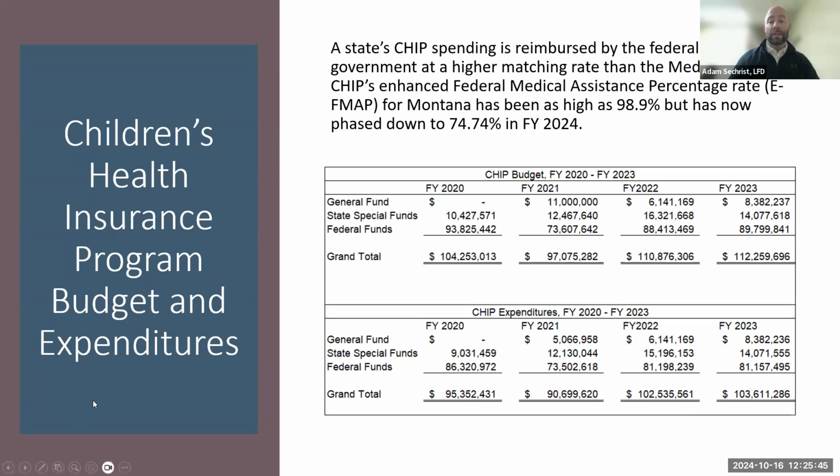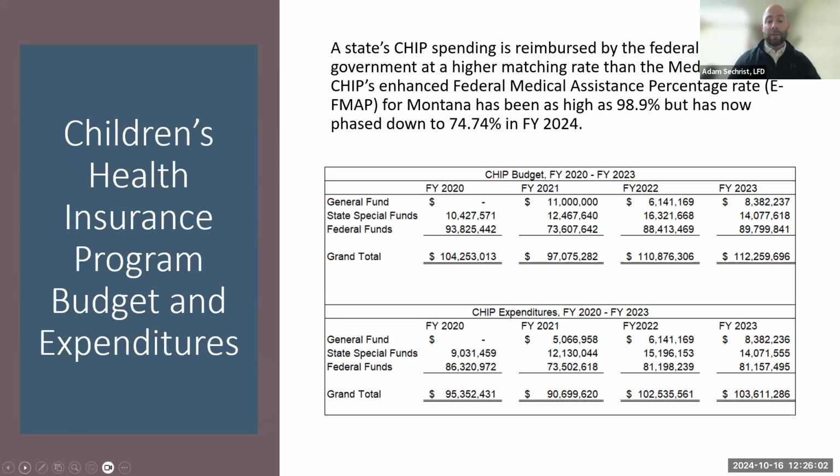And a stipulation of receiving these federal funds is the maintenance of effort principle. States must maintain eligibility standards, methodologies, and procedures for children that are no more restrictive than those that were in effect on March 30th, 2010.